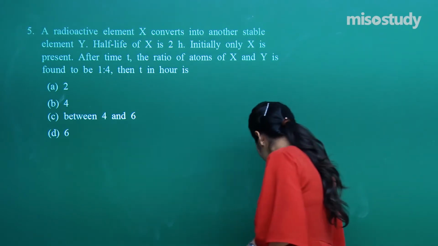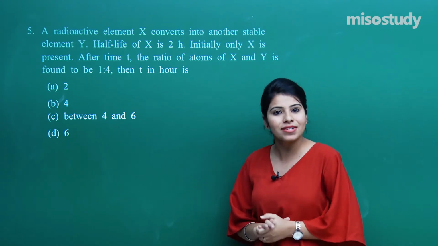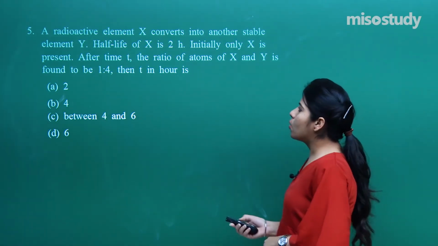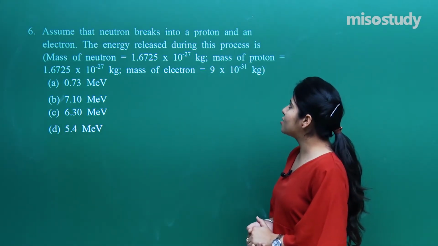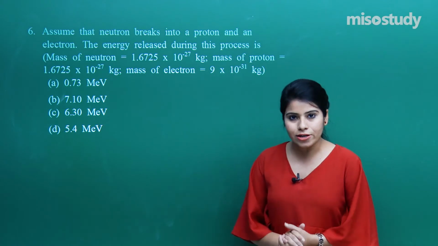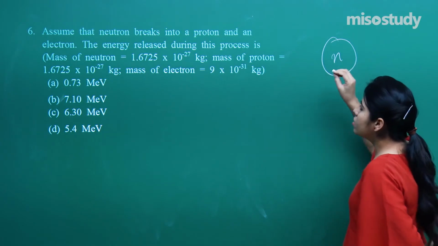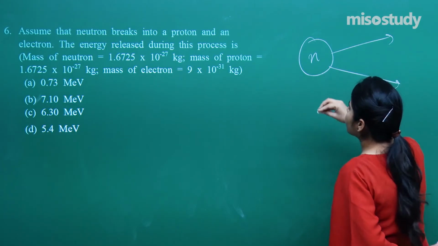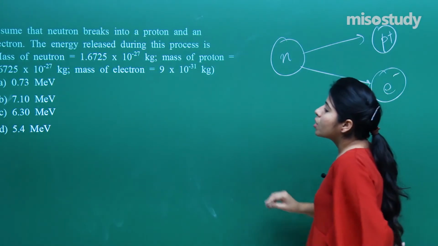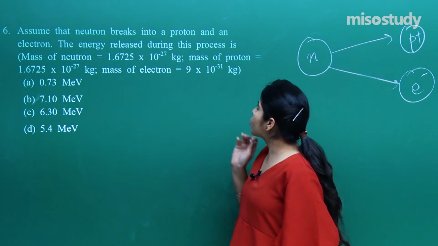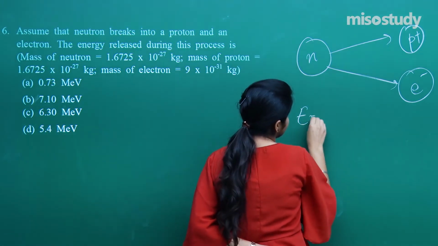Okay, so now after completing question number 5, let's move towards the next question, that will be question number 6 of the session. I can see that we have been given that assume a neutron breaks into a proton and an electron. Suppose, let me make a neutron over here. It is a neutron and it is breaking down into a proton. So this is the proton and this is my electron. So the energy released during this process is what we have to find out. So what we have to find? The energy released.